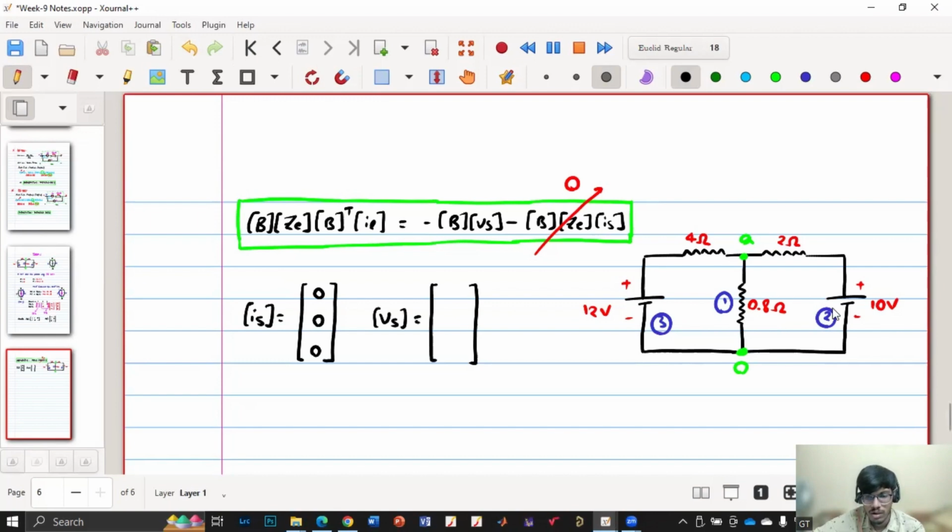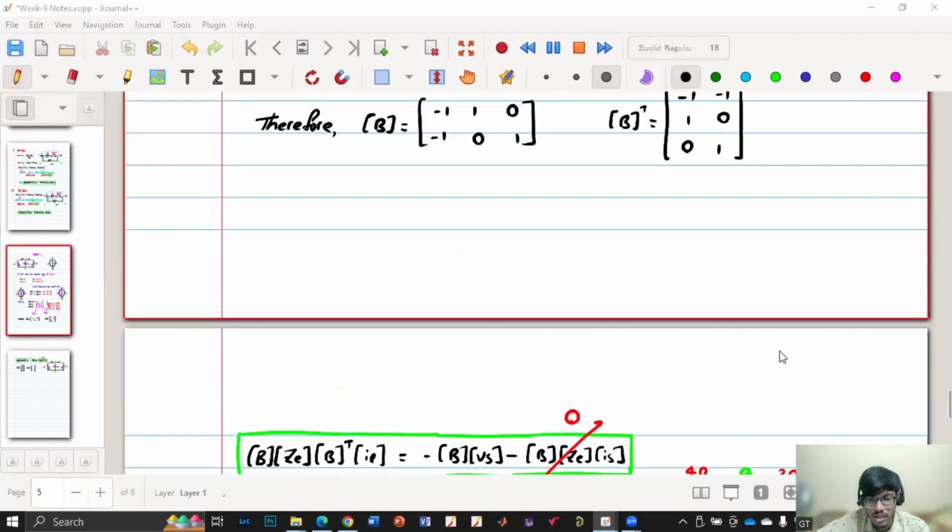Okay. Now I have a question. Why is it not 0, -10, -12? How will I know whether it is +10 or -10, +12 or -12? Any ideas? Sir, we have considered the current direction earlier. Yes, so depending on that it will be minus. Yes, you are right.